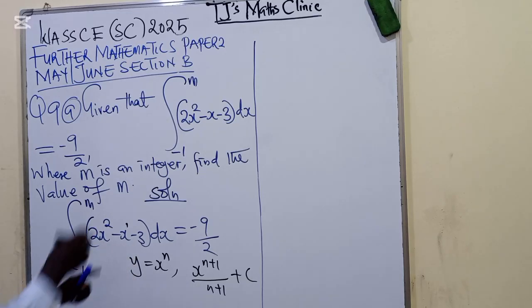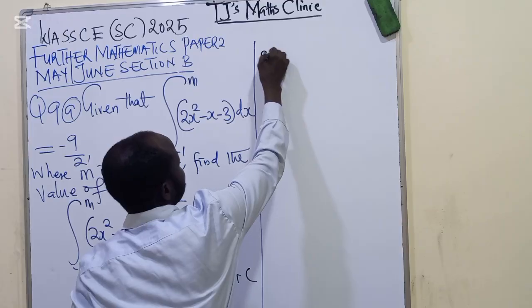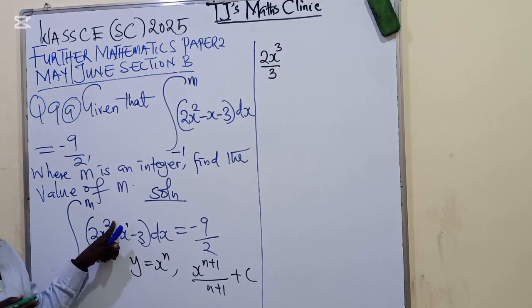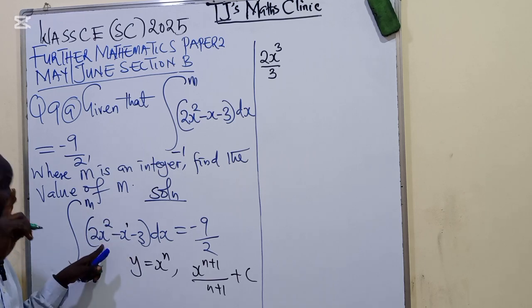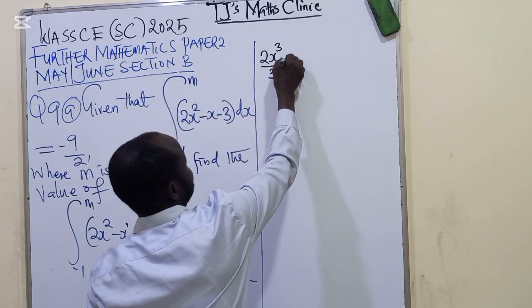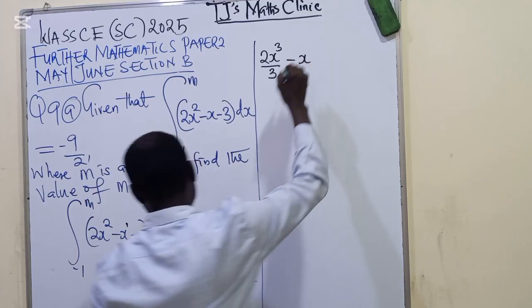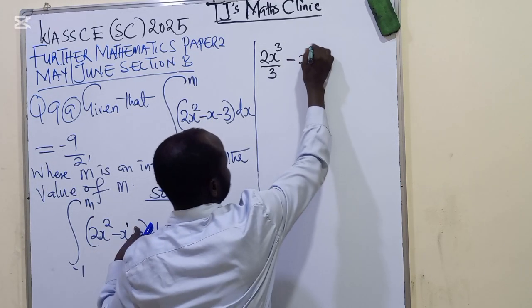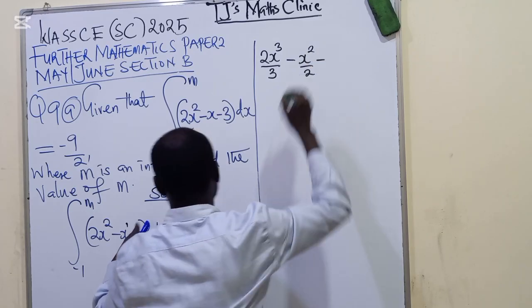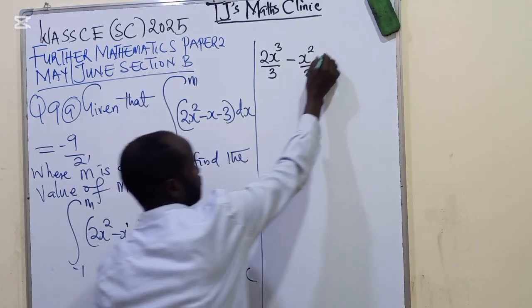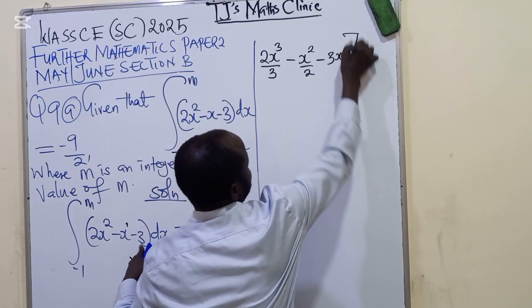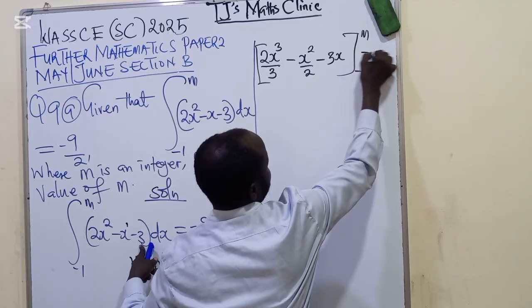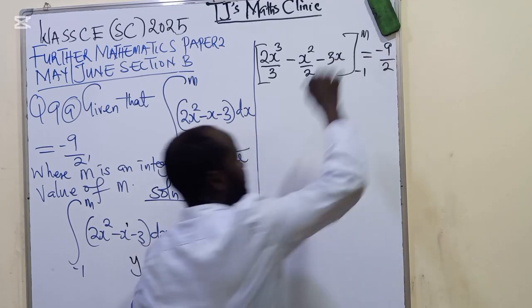So let's integrate 2x squared. The integral will be 2x power 3 divided by 3. How did we come about 3? We increase this 2 by 1. That will be 3. Use the power 3 to divide this term. So we have minus x, which now has a power of 1 already. So increase the power by 1, it will be 2. That will be x power 2 divided by 2. Minus the constant 3, the integral will be 3x. Then we can now write down the limits as minus 1 to m. It must be equal to minus 9 divided by 2.